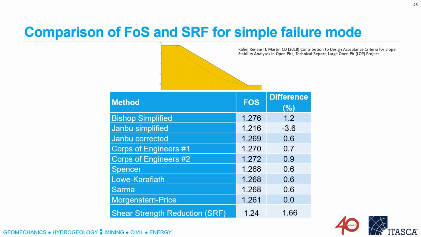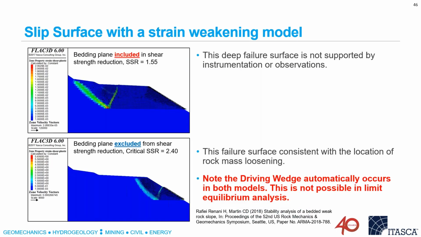So we can go back to this chart that I showed previously and look at the comparison between factors of safety and shear strength reduction. And we can see that they're, again, very close. And for simple models like this 2D model shown here, the answers are going to be close. But they begin to diverge when we get more complex behavior. And one of those complexities is when we have internal deformation or we have internal shearing.